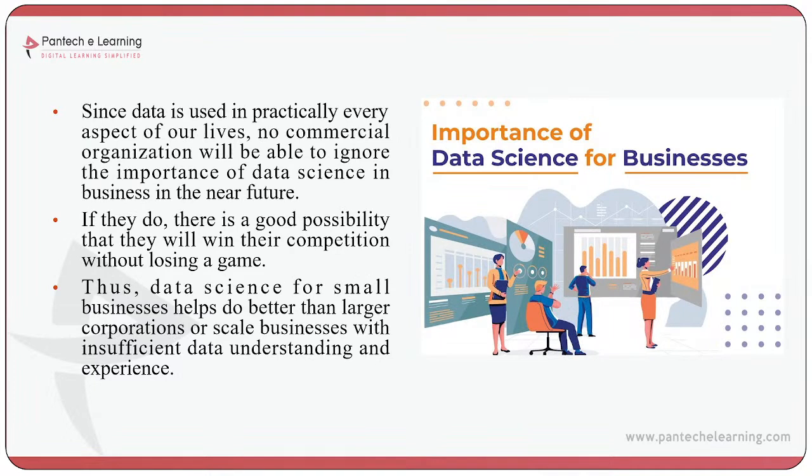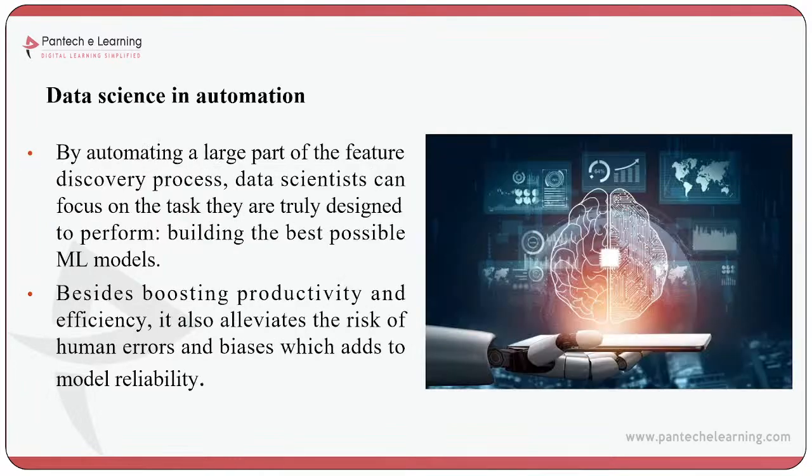This is the importance of data science for business. For example, data science helps one small business grow into a large corporation. In data science, we use automation. In automation, we apply machine learning models to predict the result and to calculate the accuracy, reducing the human errors and adding to the model reliability.